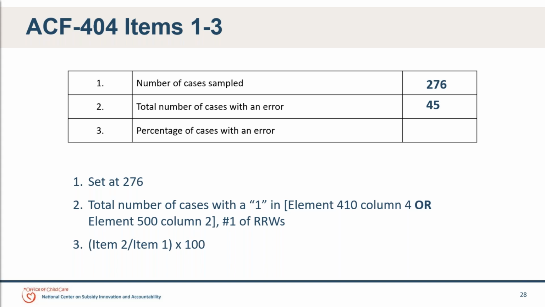Item 3 asks for the percentage of cases with an error, and that's just taking item 2 divided by item 1 and multiplying by 100 to get a percent. And so as you can see, that's 16.3%. This is one of the items that is automatically calculated in the OLDC. So you will not need to actually do the math here.